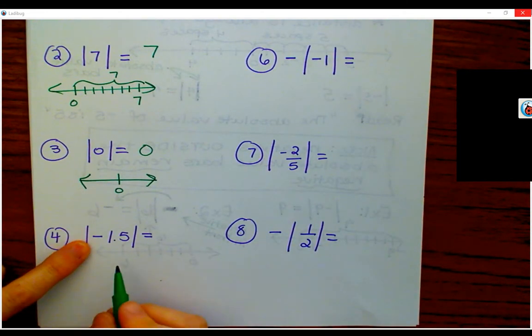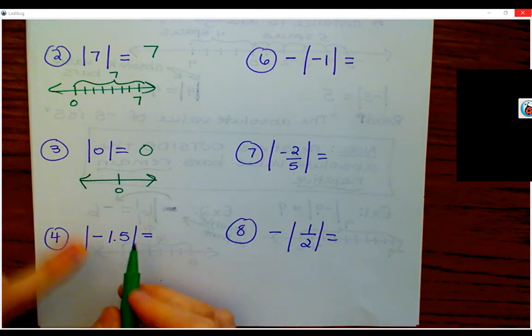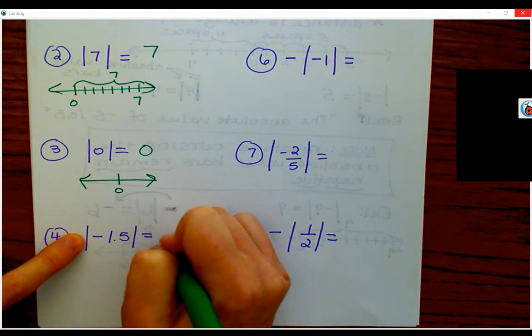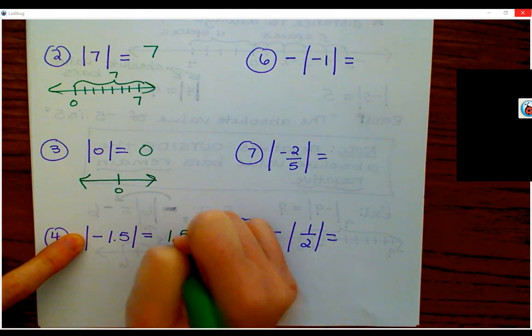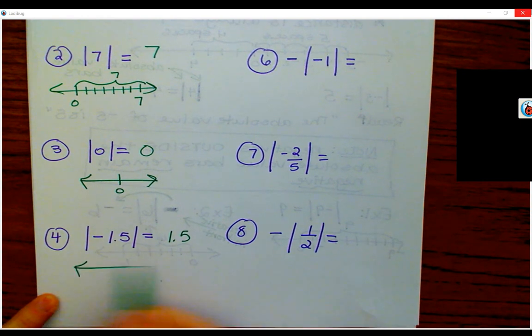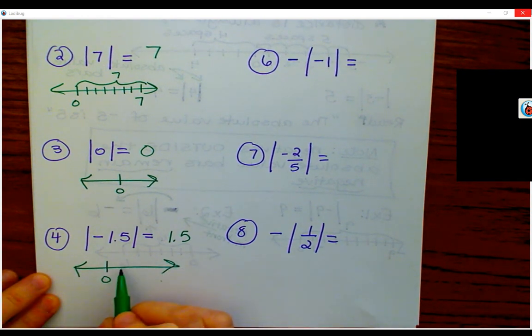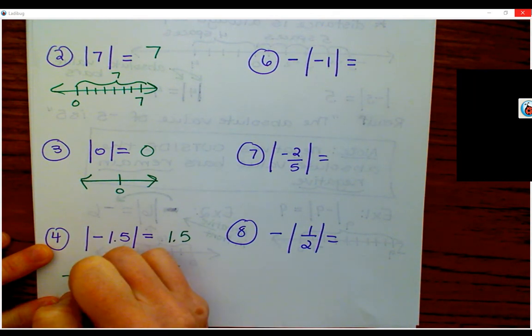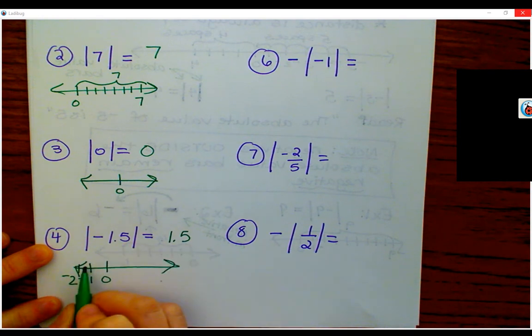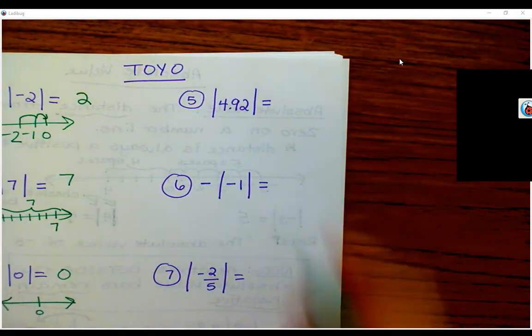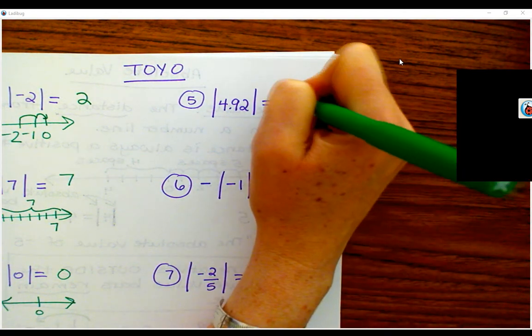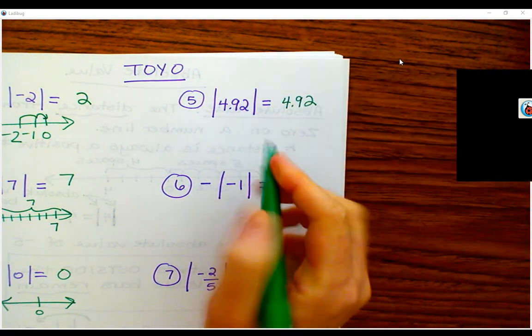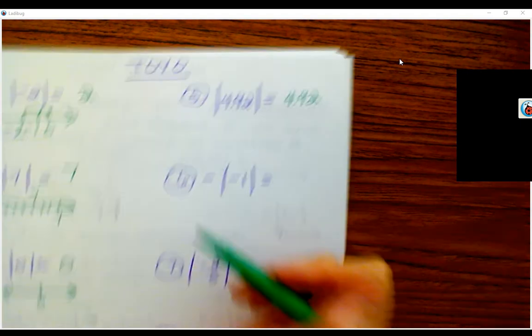Here, decimals and fractions don't matter. It's the same idea. It's inside the absolute value bar, so it's positive 1.5 would be the absolute value. So if you thought on a number line, here's 0. Oops, I went the wrong direction. There's -1, there's -2. -1.5 would be right here. So it's 1.5 to get back over. Okay, here, same idea. It would be 4.92. So the distance between 0 and 4.92.